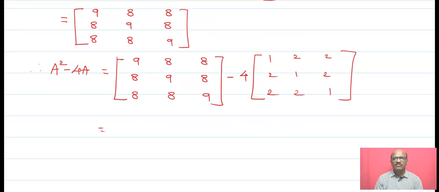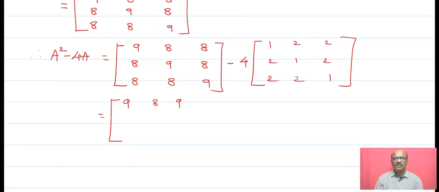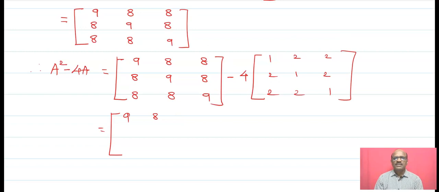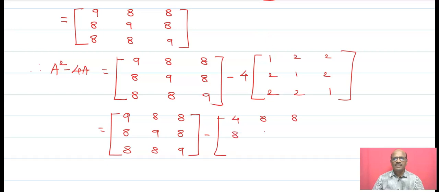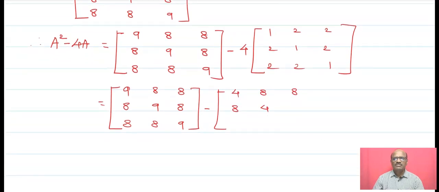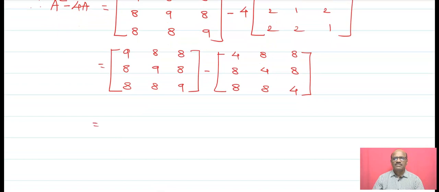Now multiply it with 4, therefore you will get 9 minus 4. You multiply it. Write down the matrix as it is, minus 4, 8, 8, 8, 4, 8, 8, 8, 4. Nine minus 4, 8 minus 8, 8 minus 8. Very simple explanation is here.